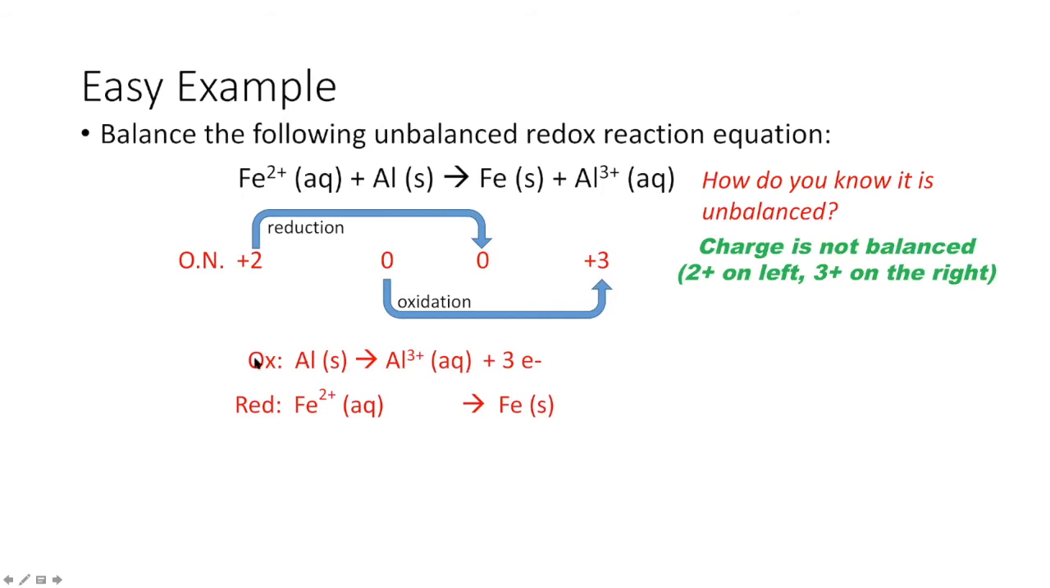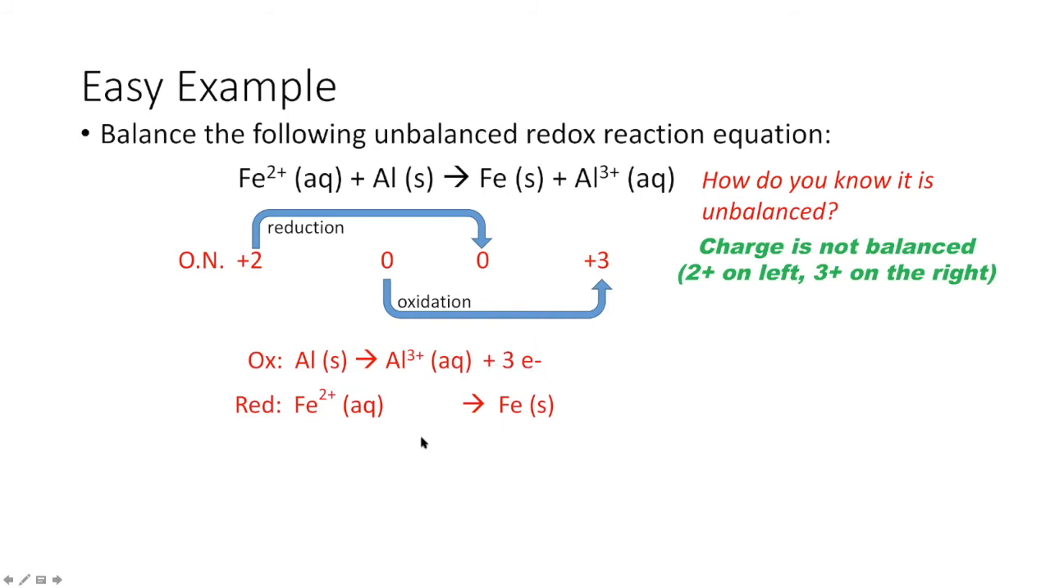Now, for oxidation, remember what oxidation is. Oxidation is losing, oil rig. So this aluminum is losing 3 electrons. Electrons will be a product of oxidation. And that also balances my charge. 3 electrons, that's 3 negatives, will cancel out these 3 positives to make it overall neutral on the right. And I need that because I have overall neutral on the left. Okay, so that's why I put 3 electrons on the product side.